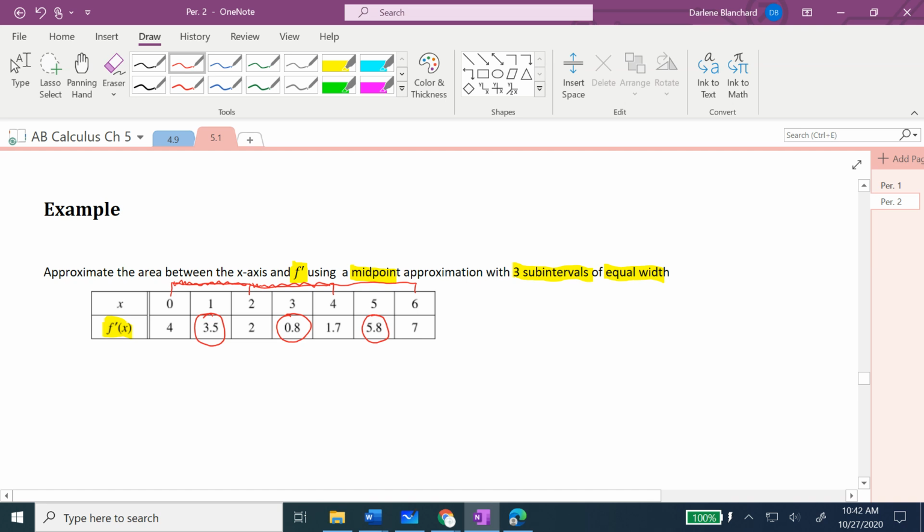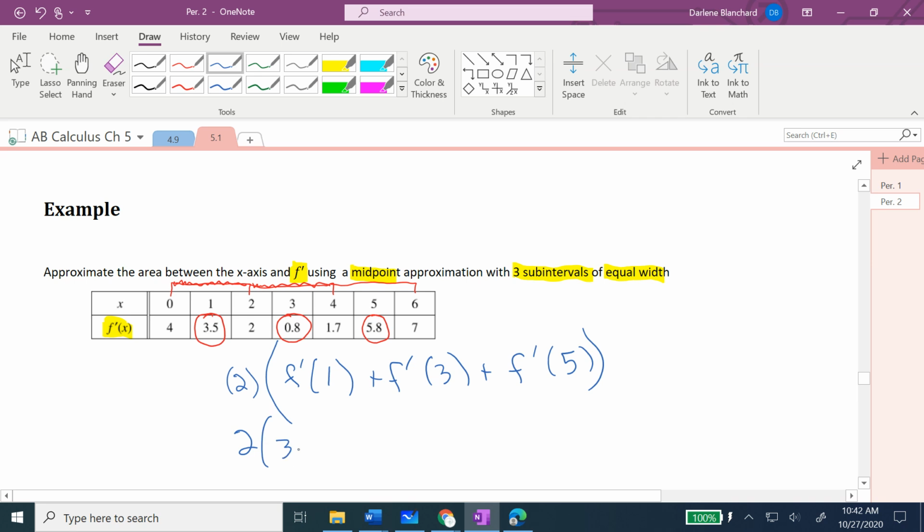So if you are approximating the area underneath the graph of f prime, then this is a width of 2 multiplied by f prime of 1 plus f prime of 3 plus f prime of 5, which is then these guys.